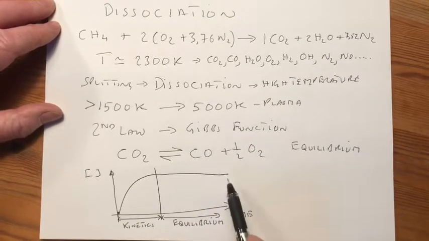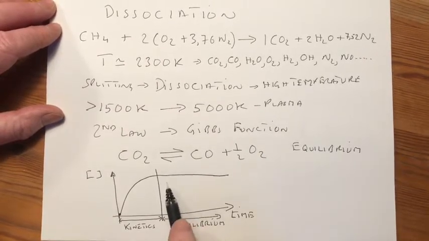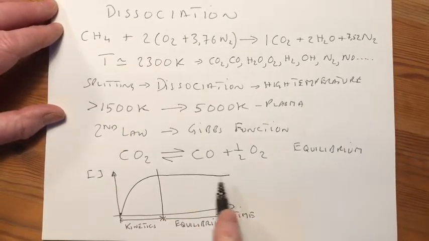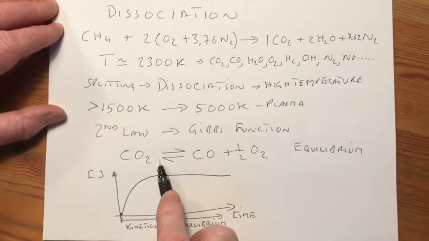Equilibrium is much easier to study than kinetics. So what we're going to look at now is what's occurring out here. And what's occurring here, as I say, is that the reaction is going forward and backwards at the same rate.